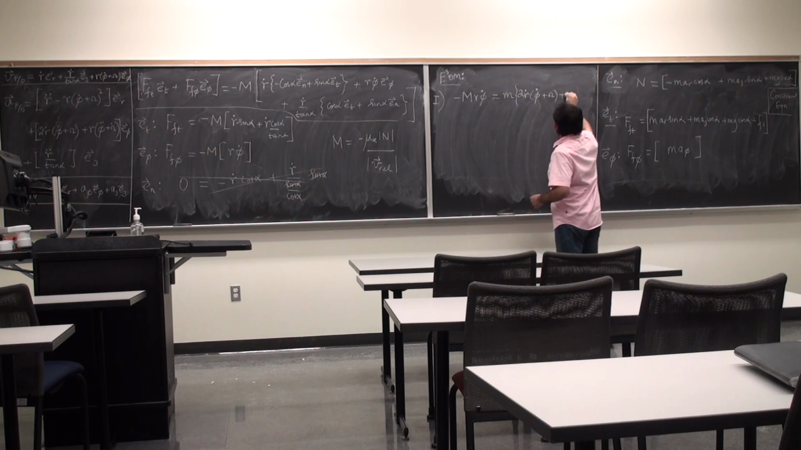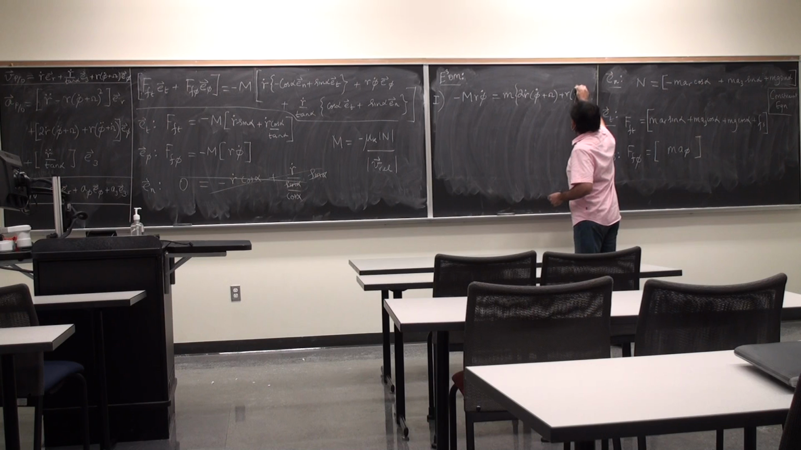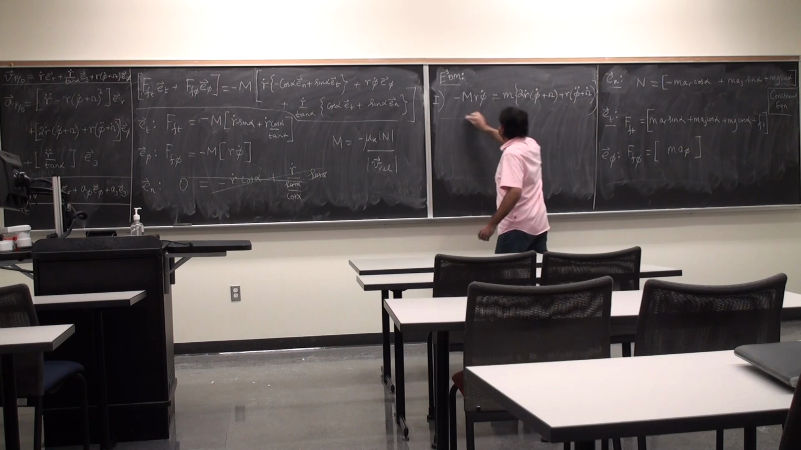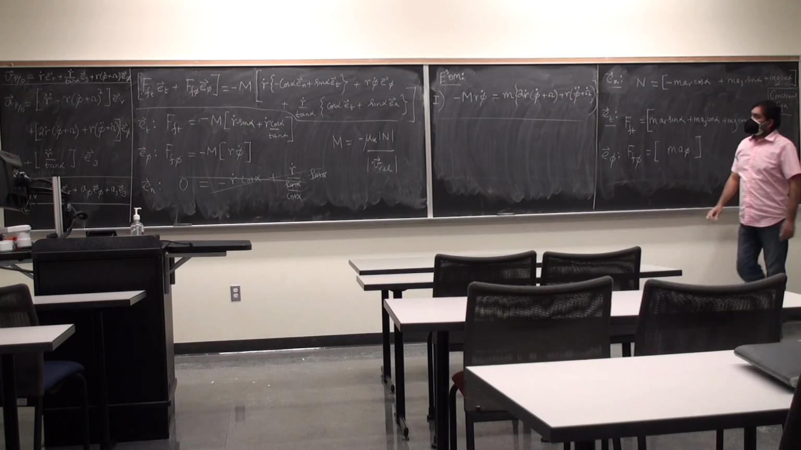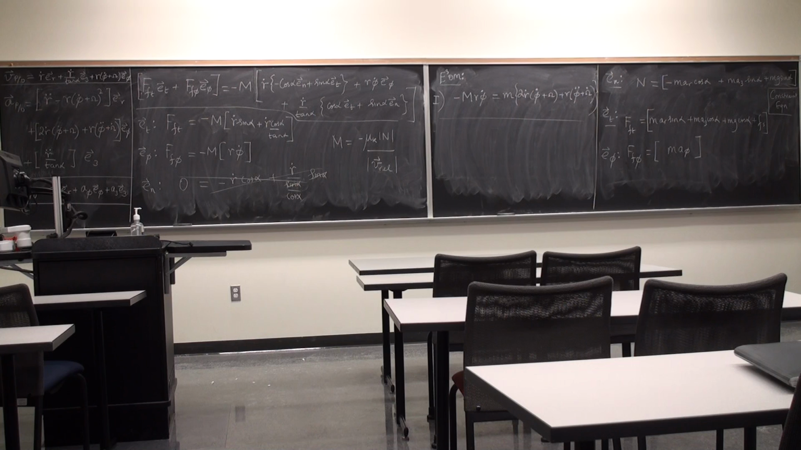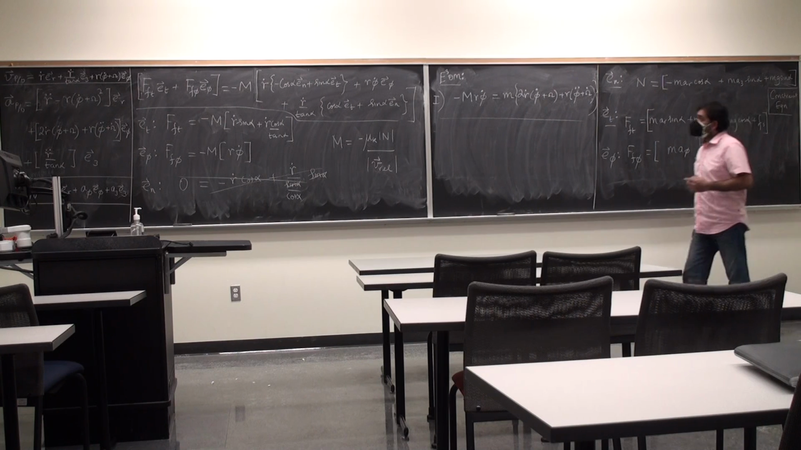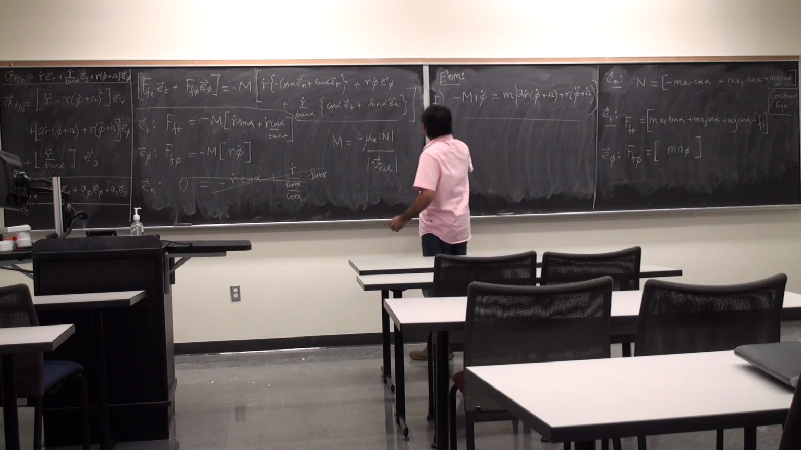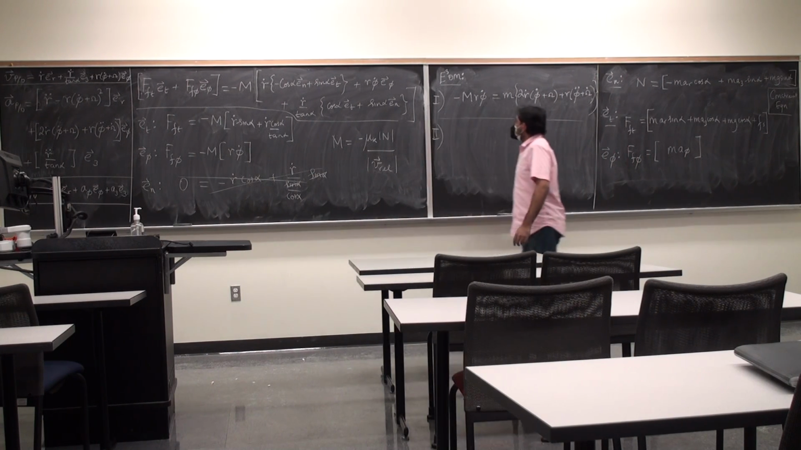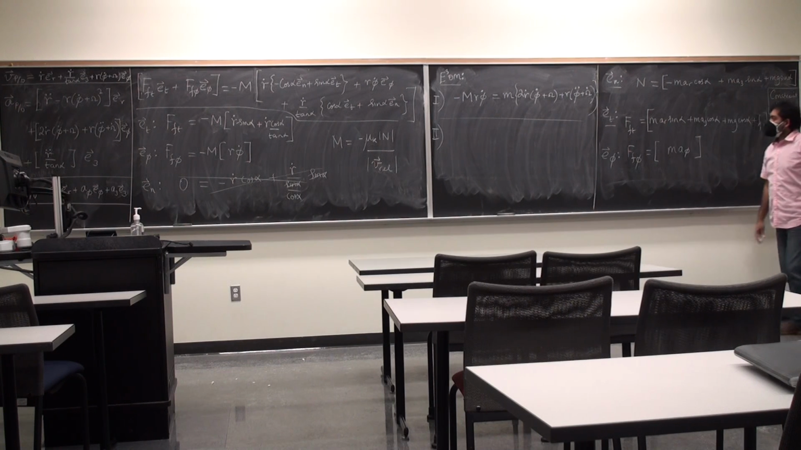dot plus omega phi double dot omega dot. This is one equation of motion in phi double dot. My second equation of motion should give me something in r double dot. That's going to come from here. Okay, so these two are my equations of motion.